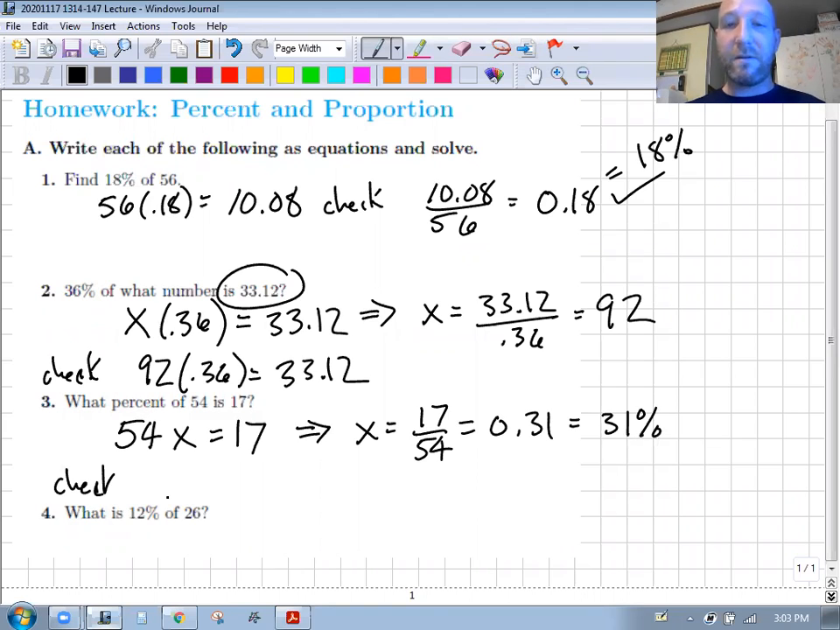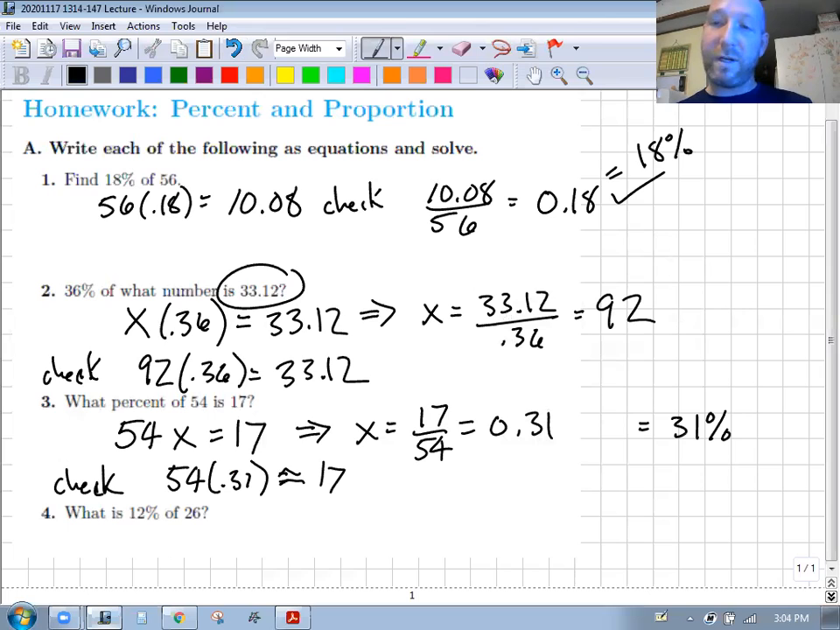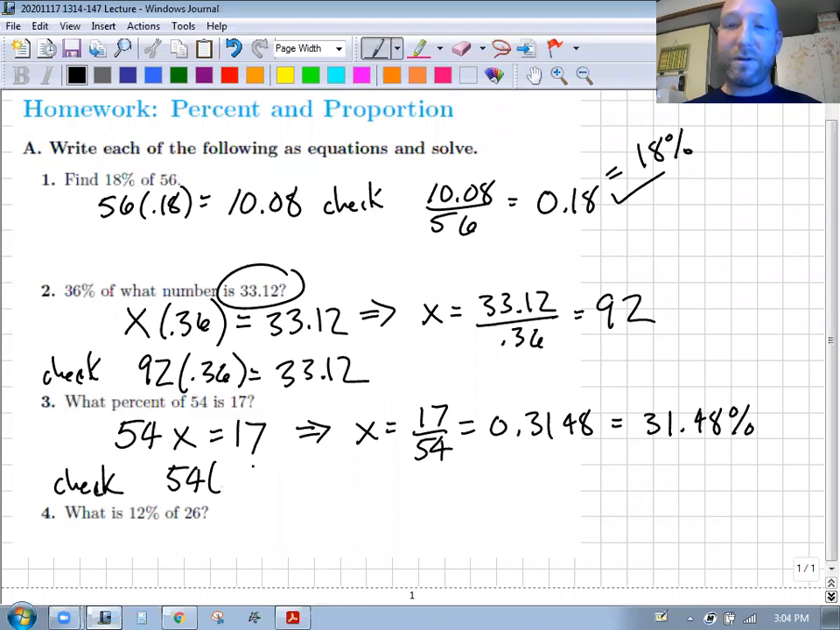We can check. What percent of 54? Well, if we take our 54 and multiply it by our 31%, I get 16.74, which is approximately 17. Should have probably kept some more decimals here. All right, 17 divided by 54. I should have written this 31.48. That way, I could have written this as 31.48%. That way, over here, when I check my work, I actually should get 17. Yeah, 17.